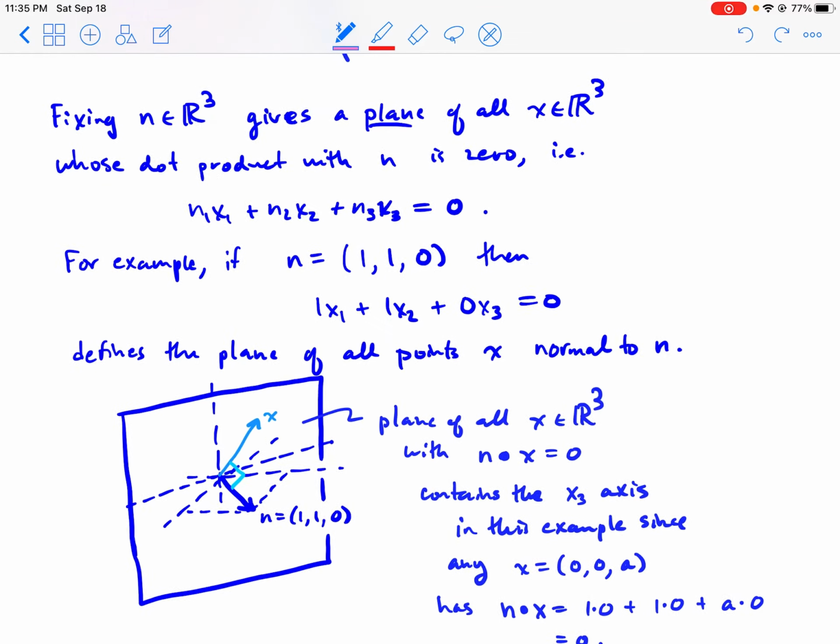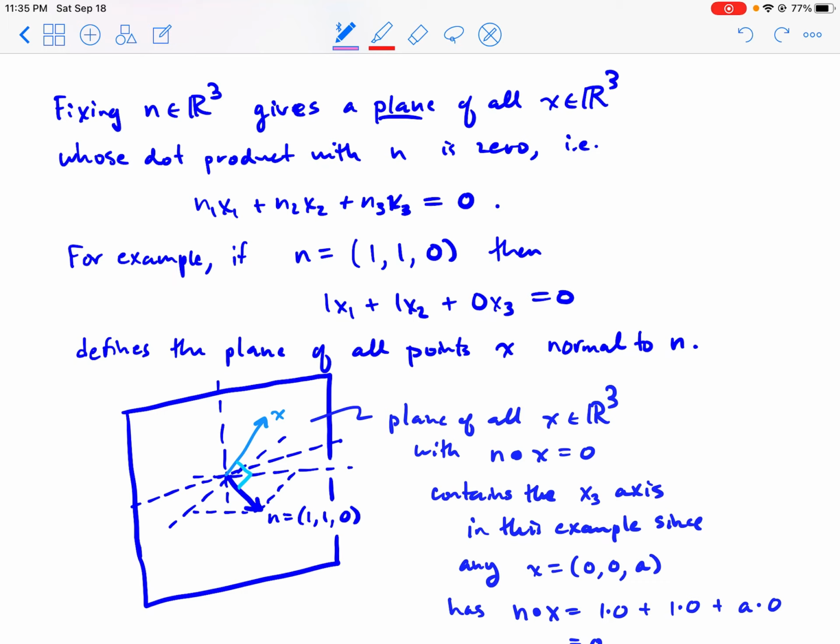For n in R3, this gives a plane of all the x's, which are the variables, whose dot product with n is 0. This is what that means in space. Space is three-dimensional, and we put one equation on it, which gives us a two-dimensional plane. This one equation drops the dimension down from 3 to 2. And the linearness of this equation means that our two-dimensional object will be flat rather than curvy.